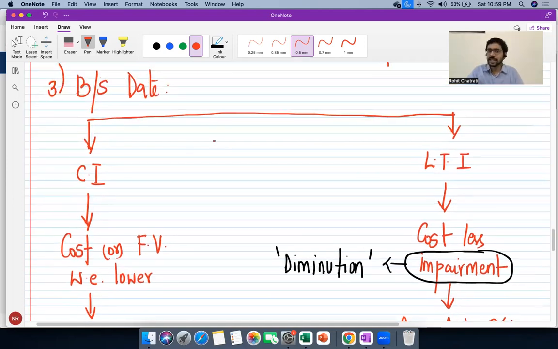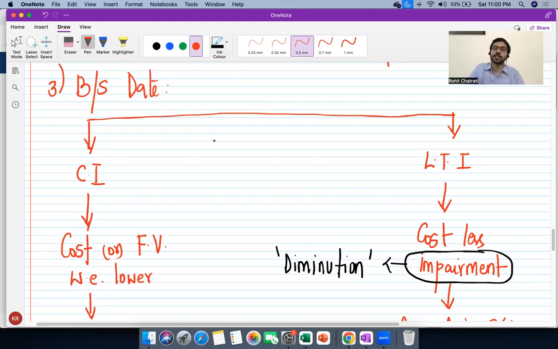All right. So summarizing, balance sheet date measurement, the bifurcation that we made between current and long term comes of use over here. Earlier, I spoke of the classification between current and long term, but I really did not tell you the use of it. Why did we classify it? Because of the balance sheet date measurement difference.